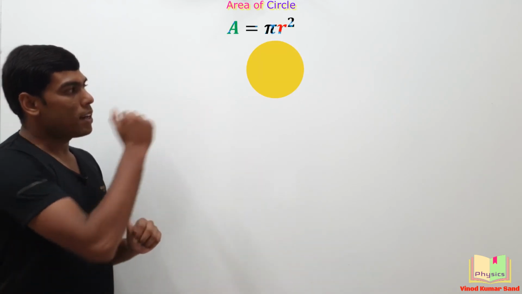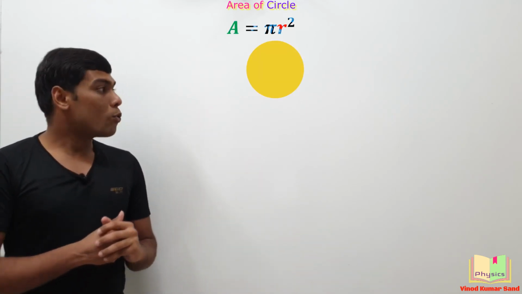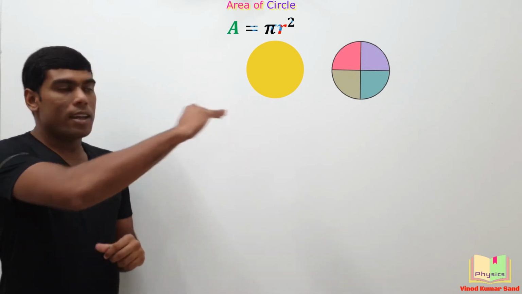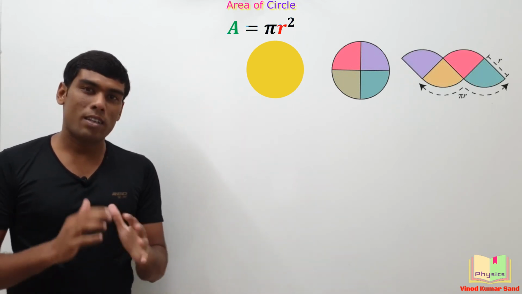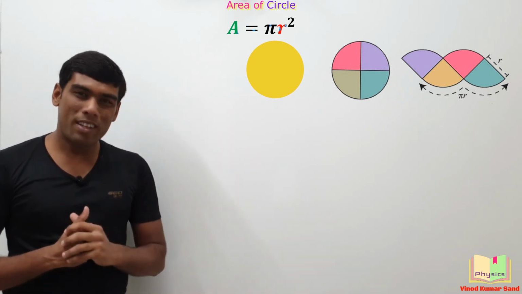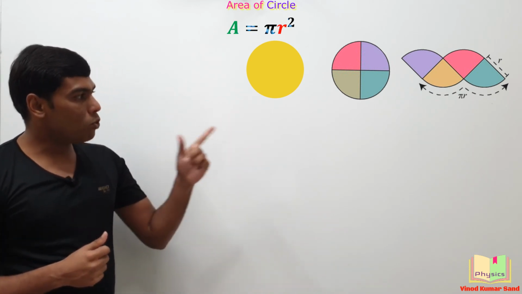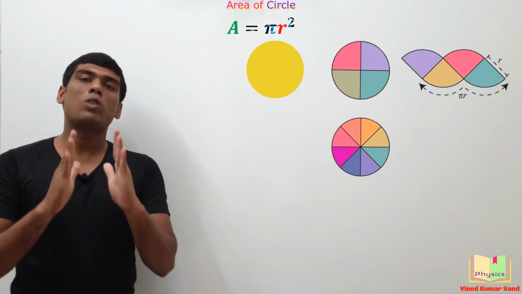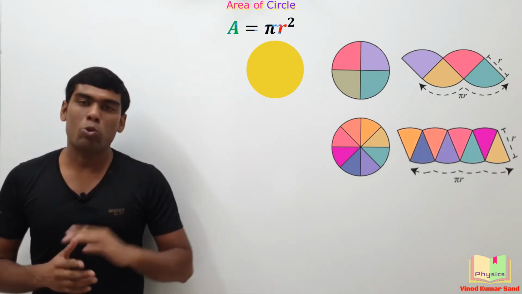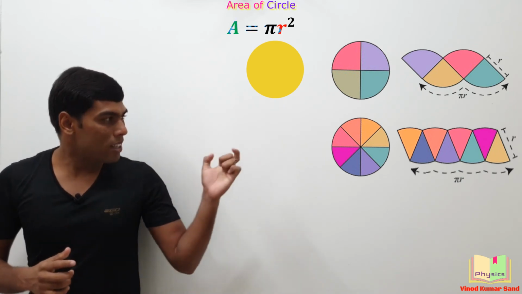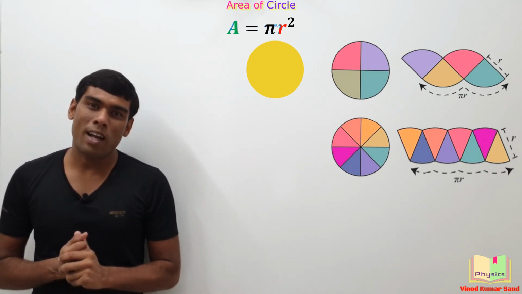Let's say we have a circle as given in the diagram. We cut the circle in 4 equal parts and then rearrange those parts. The shape is a bit irregular. Next time we take up the same circle. Now we slice it into 8 equal parts. Now we arrange those 8 equal parts, but yet the shape is a bit irregular.